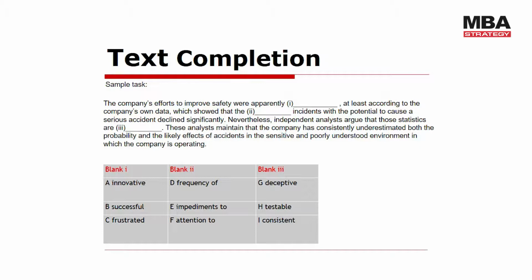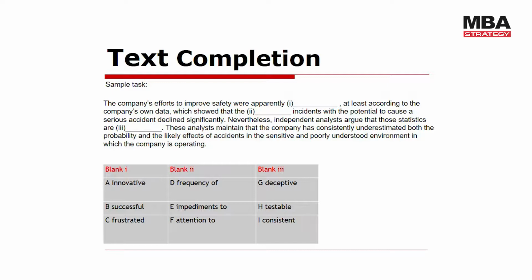Now, I chose triple blank for this exercise because it is one of the harder ones, and it will be easier to explain why some people would like to skip them and how to solve them if you have to. First of all, we have no idea what the word should be, but we can try to make a guess. The company's efforts to improve safety were apparently either successful or unsuccessful. We cannot tell at this point, so there is no sense in looking for the answer choices. At least according to the company's own data, which showed that the incidents.